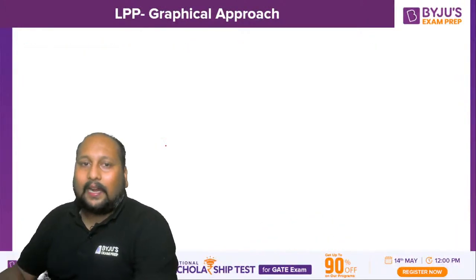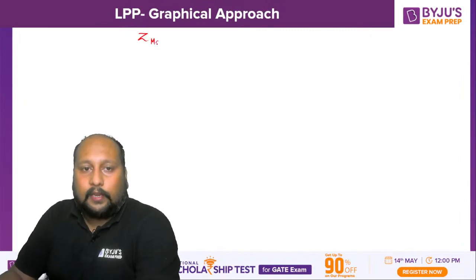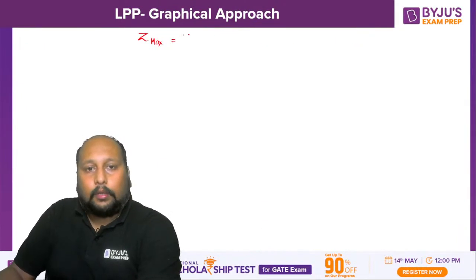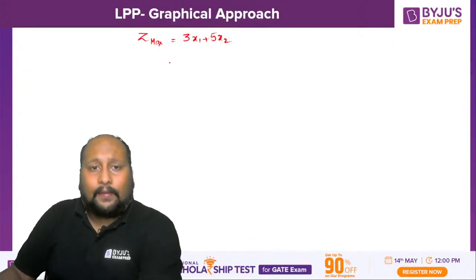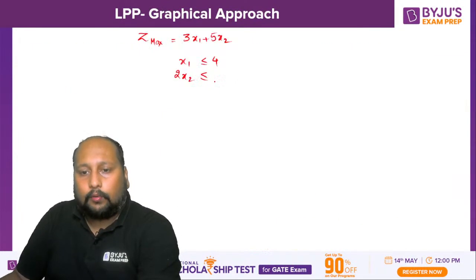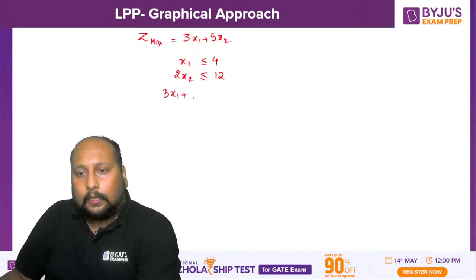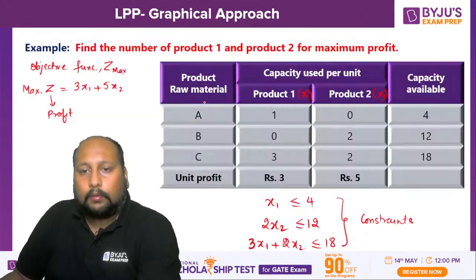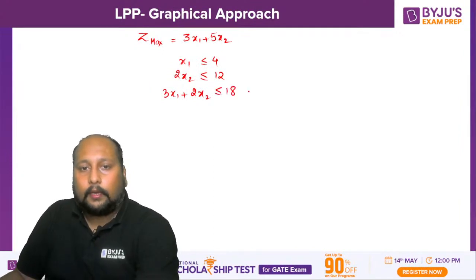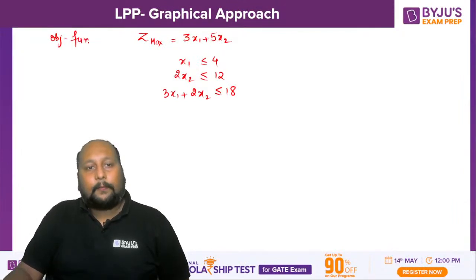So if I rewrite the LPP, we have an objective function which we need to maximize, that is 3x1 plus 5x2. And we have some constraints: x1 less than or equal to 4, 2x2 less than or equal to 12, and 3x1 plus 2x2 less than or equal to 18. Okay, so the first one is the objective function that we have defined.